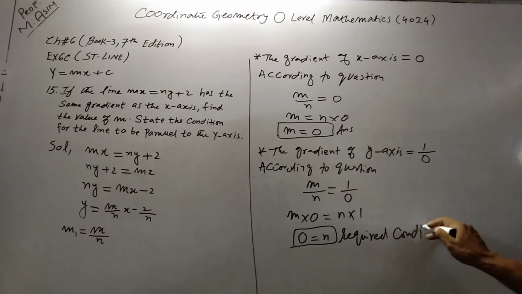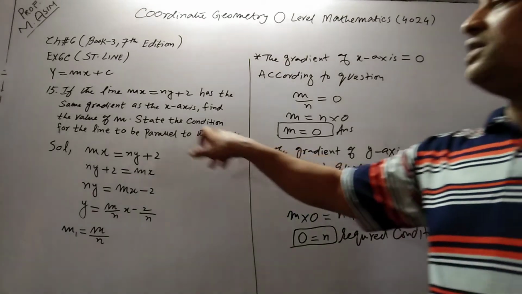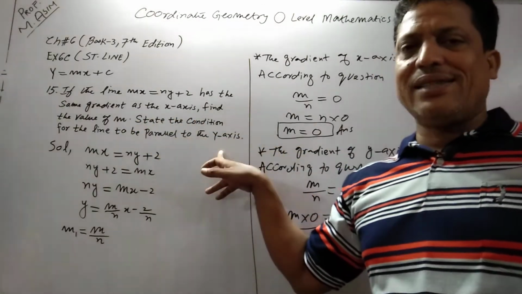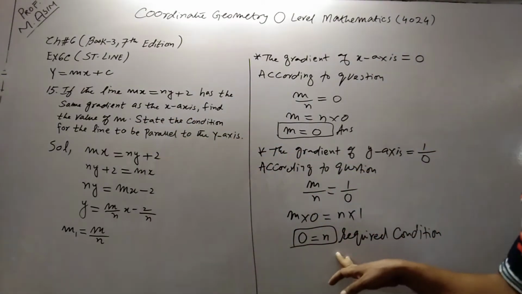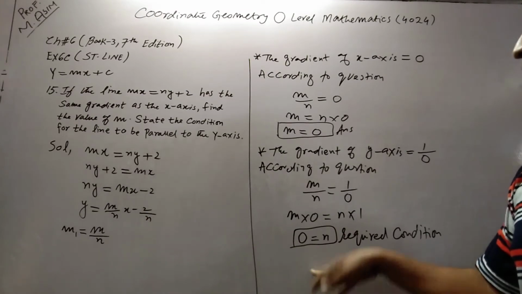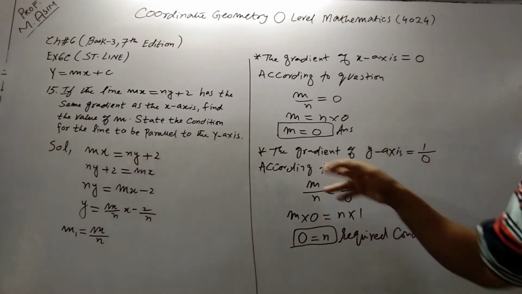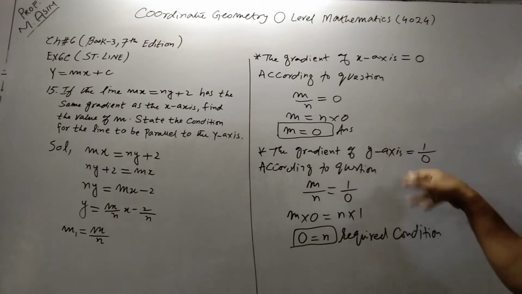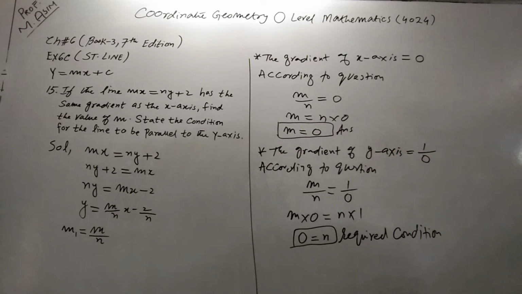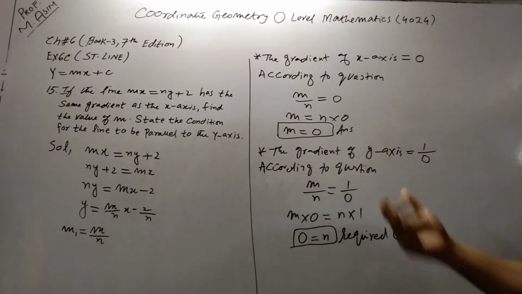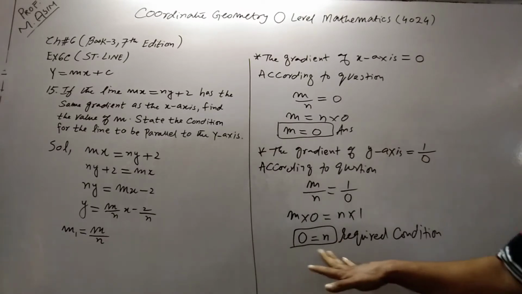Required condition. What is the requirement? State the condition for the line to be parallel to the y-axis. The condition is when n = 0, it means the line is parallel to the y-axis because the gradient of the y-axis is 1 upon 0. Okay students, I hope you understand how we find that n = 0.